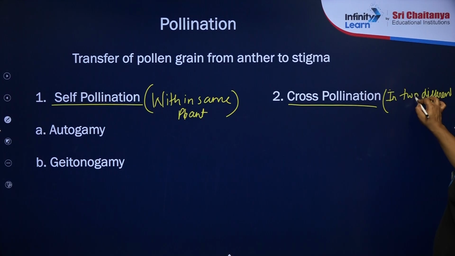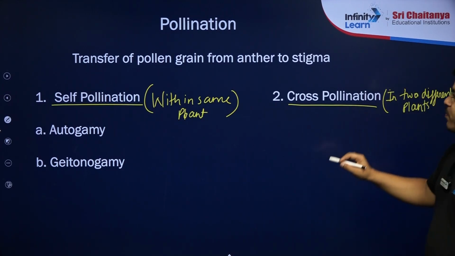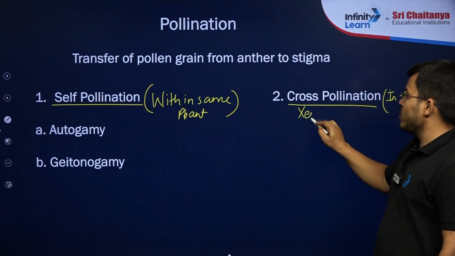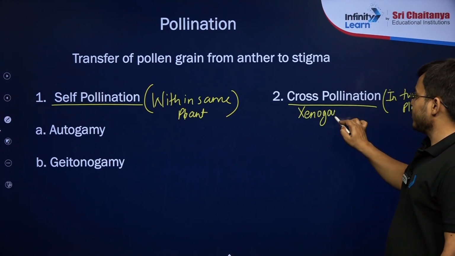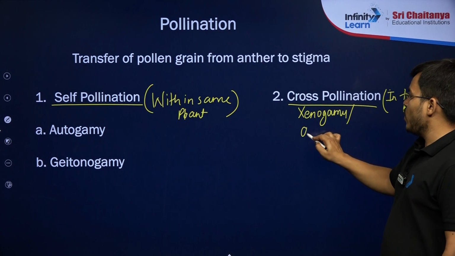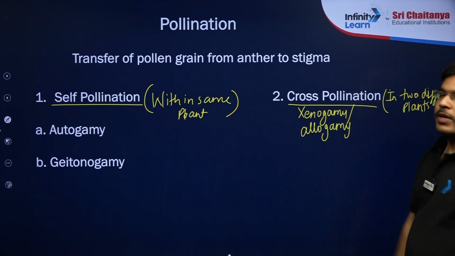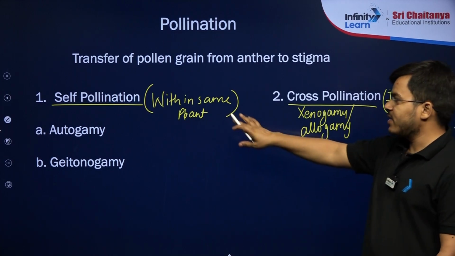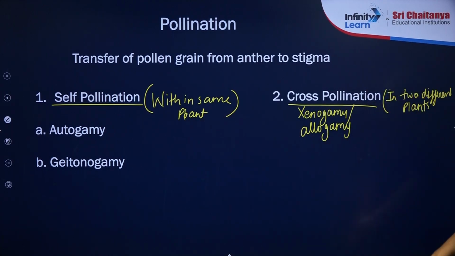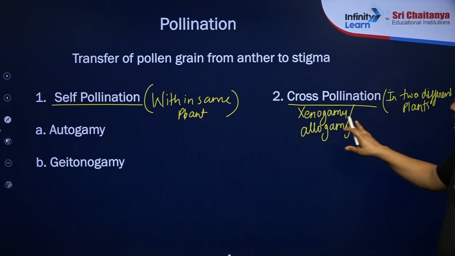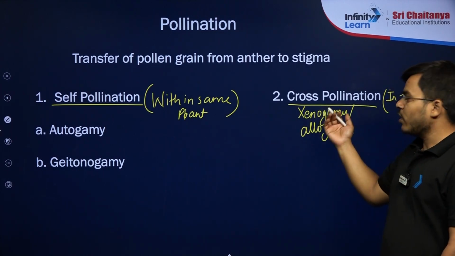then it is cross-pollination. Cross-pollination is also known as xenogamy or allogamy. So there are two more names for cross-pollination. So students, if pollination is occurring within the same plant, it is self-pollination, and if it's occurring between two different plants, it is xenogamy, allogamy or cross-pollination.